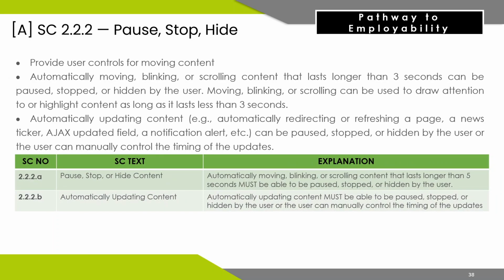The requirements for success criterion 2.2.2 pause, stop, hide are 2.2.2.a pause, stop, or hide content. Automatically moving, blinking, or scrolling content that lasts longer than 5 seconds must be able to be paused, stopped, or hidden by the user. 2.2.2.b automatically updating content. Automatically updating content must be able to be paused, stopped, or hidden by the user, or the user can manually control the timing of the updates.